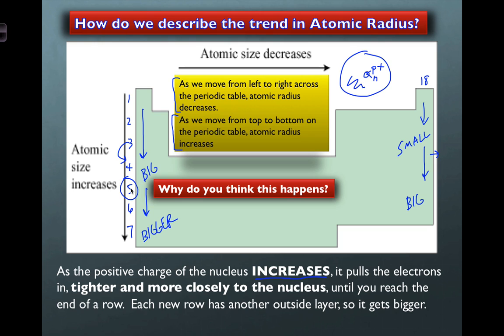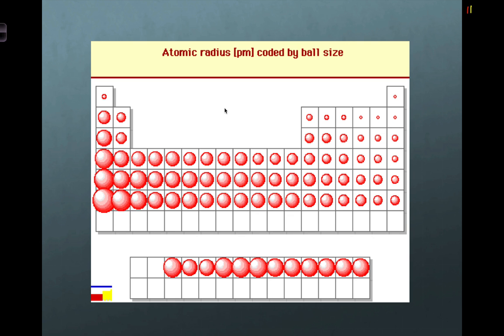So even though I'm getting smaller as I go from left to right, each new row I get to, I got to put on an additional coat full of electrons. But as you move from left to right, that coat is going to shrink down as the positive charge of your nucleus gets bigger. Here's a diagram labeled atomic radius, and PM is picometers, coded by ball size.